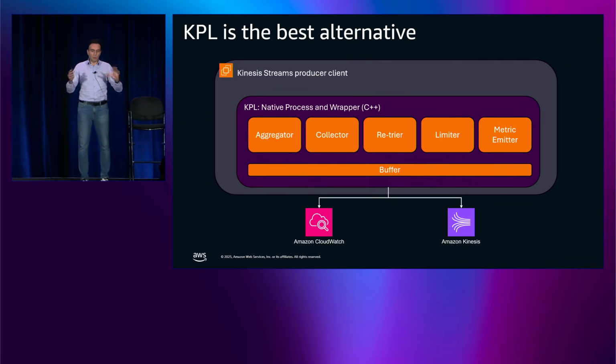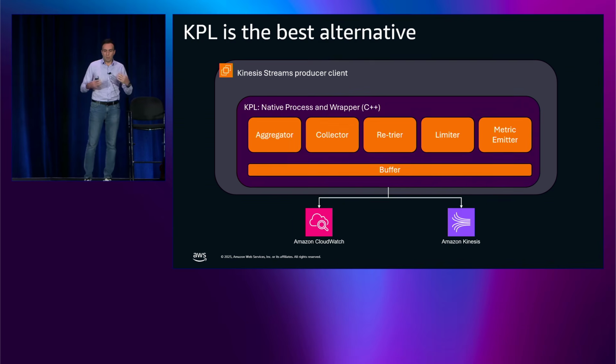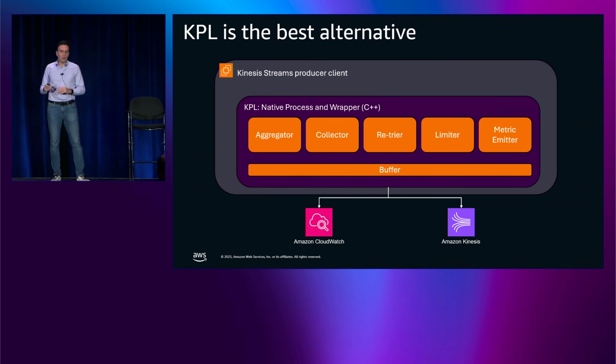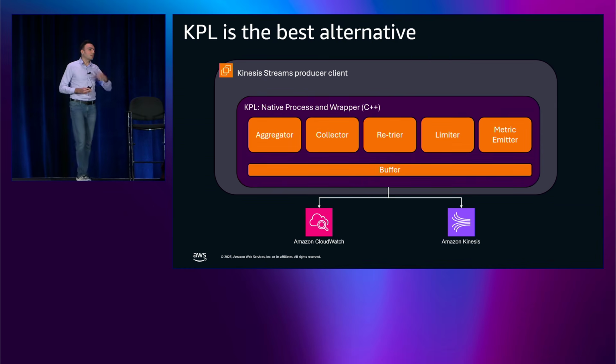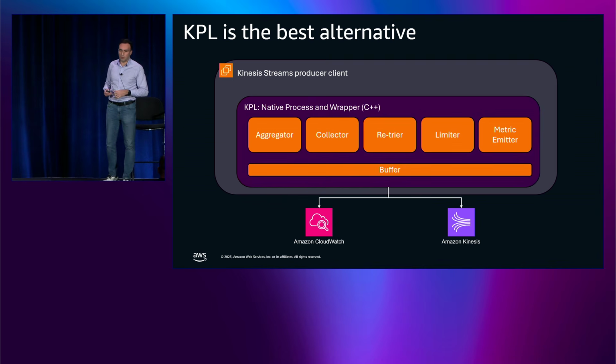Once you put records into larger batches, it has a buffer, and the buffer is reliable. If a node fails, it has a system to make sure that the records are still there. The collector, retrier, and limiter help you when you hit throttling. It retries to make sure that the buffer gets flushed into the Kinesis data stream, and the limiter makes sure that you're not exceeding the limits that the Kinesis data stream imposes.